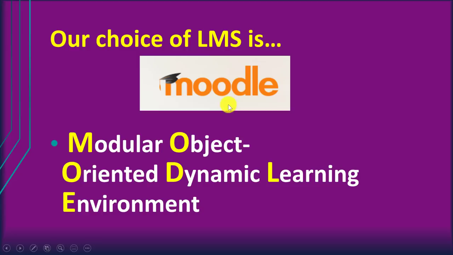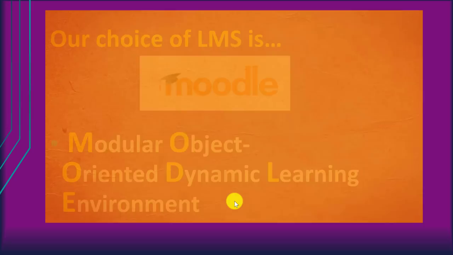So Moodle now, one, two, three, four, five, six words. Modular, the M. Object, the O. Oriented, the O. Dynamic, the D. Learning, the L. And Environment, the E. Moodle. Easy. Now let's listen to a clip on Moodle.